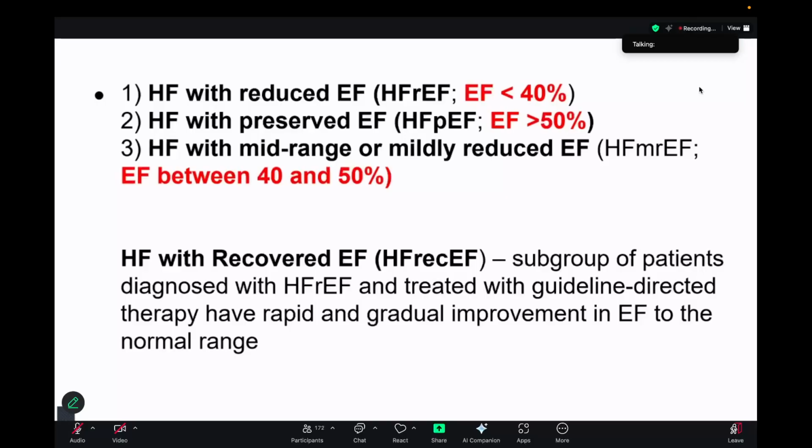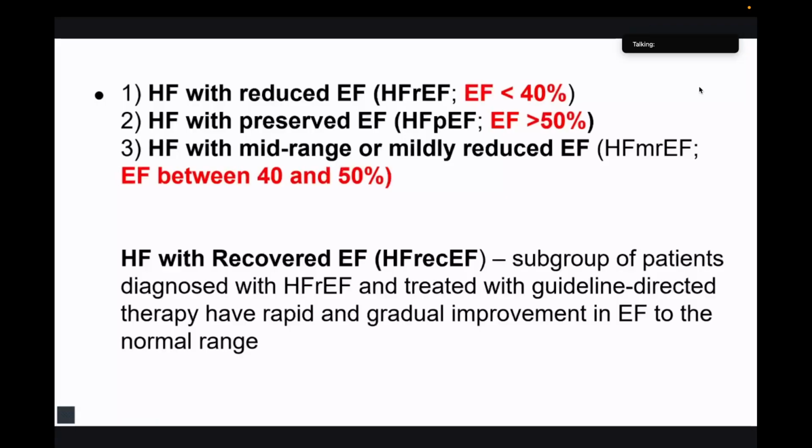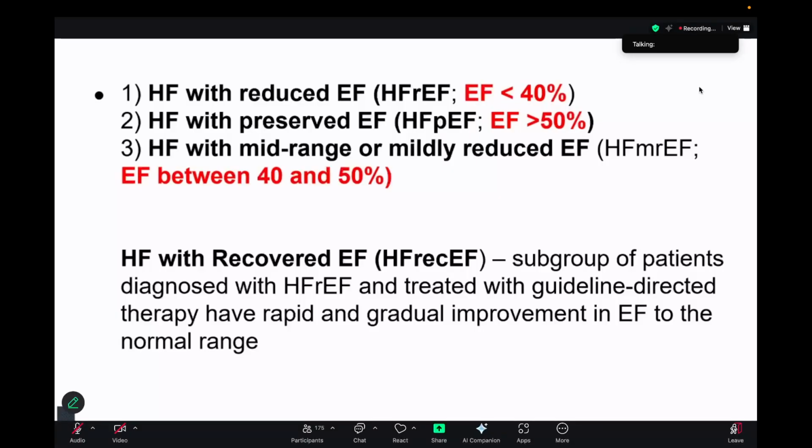Heart failure with mid-range or mildly reduced EF have an EF between 40 and 50%. Heart failure with mildly reduced ejection fraction primarily have mild systolic dysfunction with features of diastolic dysfunction. They are treated with guideline-directed therapy that is similar to patients with HFrEF.